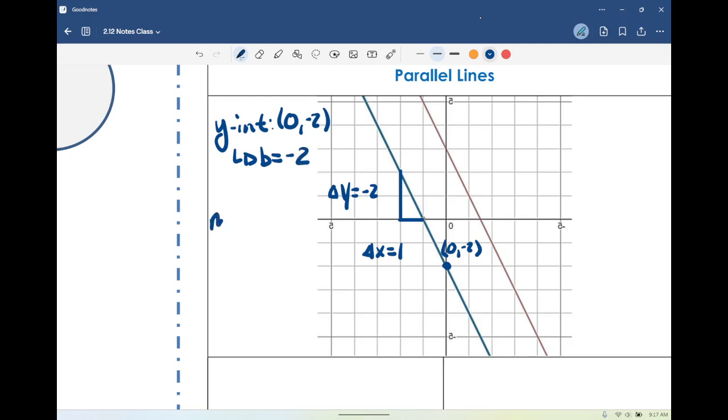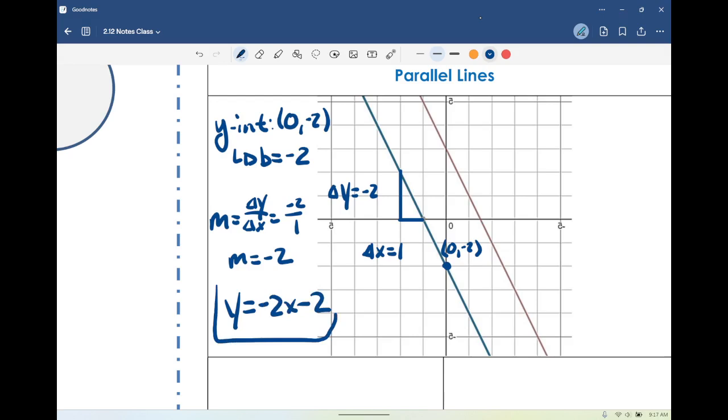All right, I also have a slope, right? Change in y over change in x, which is -2 over 1. This is just a slope of -2. Okay, so I know that this first equation, I have y is equal to -2x minus 2. There's that blue line.